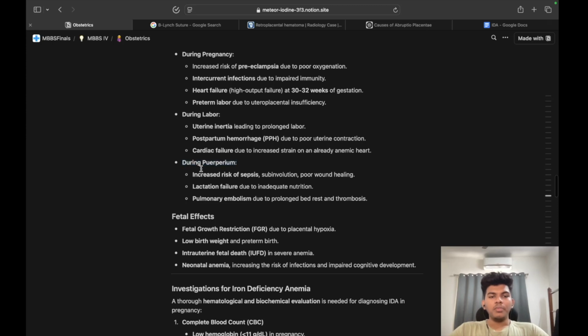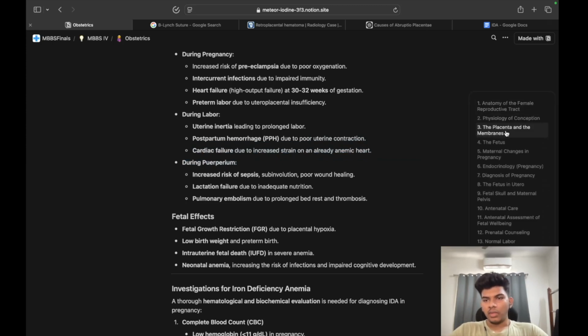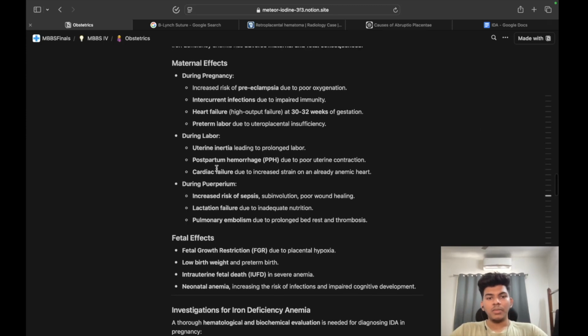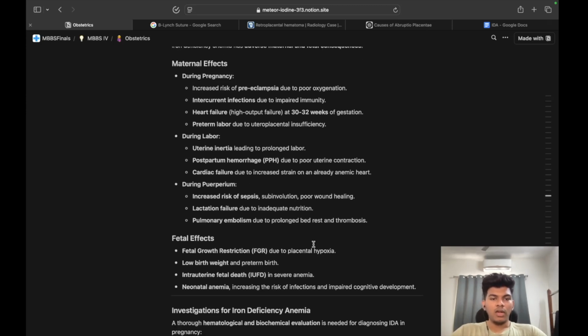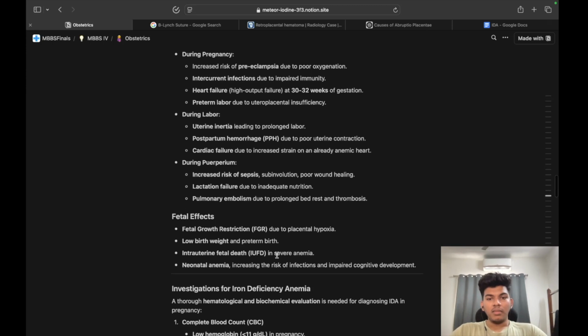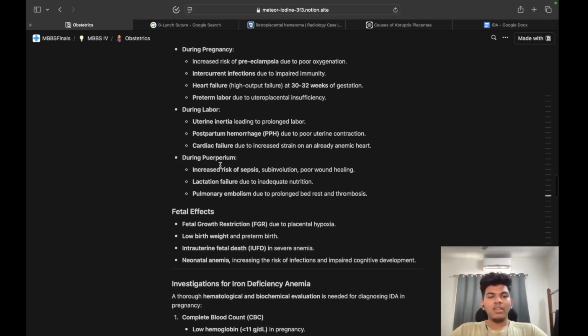And during puerperium, I feel I need to mention something first. We have seen maternal changes in pregnancy, how there is rapid change especially during labor, and what all can happen. That is something we need to keep in mind. Since so many variables exist, and especially during labor there is a lot of load on the heart, an already anemic heart can become problematic. Finally, coming to the puerperium, there is increased risk of sepsis, subinvolution and poor wound healing.